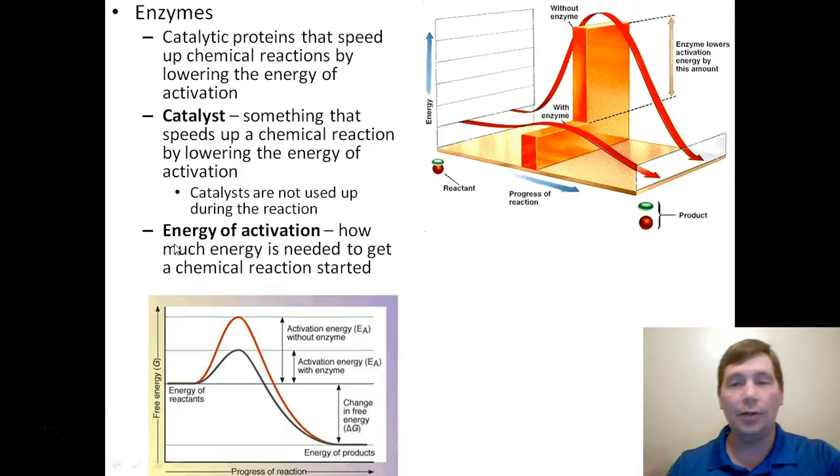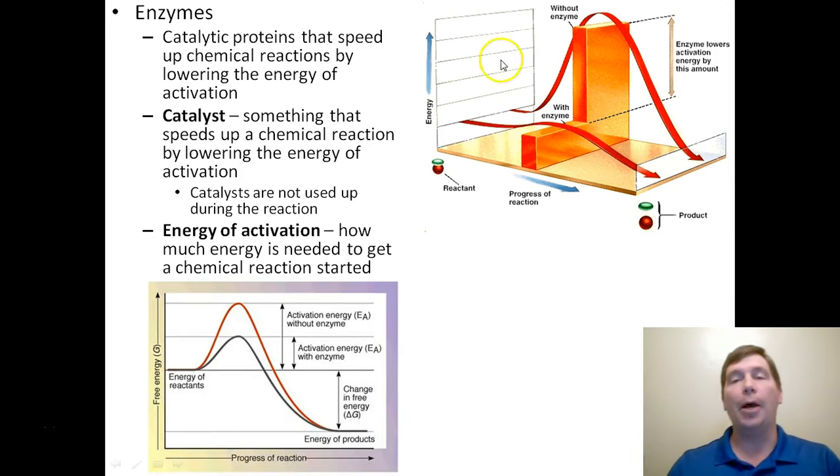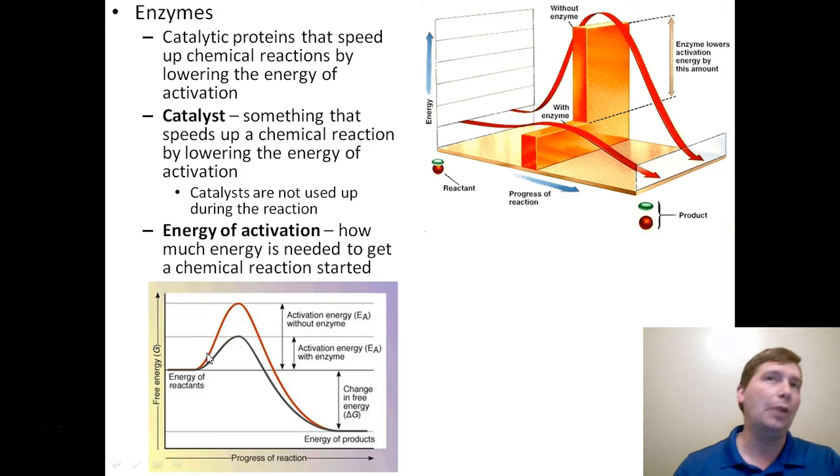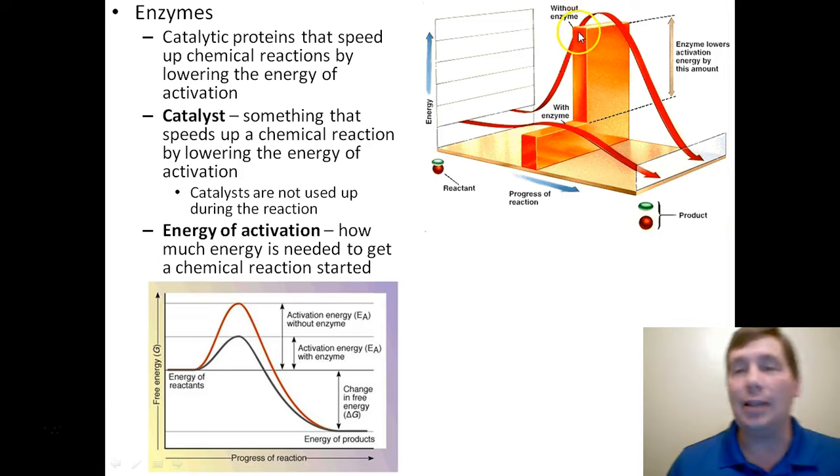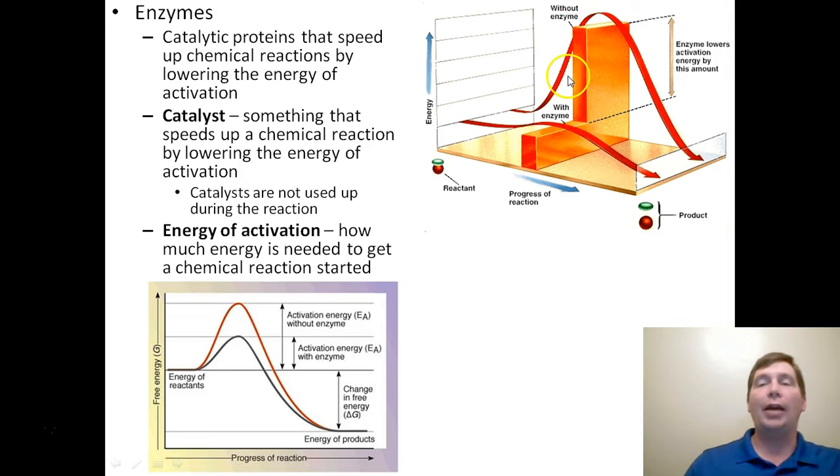So what's this energy of activation thing that we're talking about? Chemical reactions require some energy to get them going. So any chemical reaction you can think of requires a little bit of energy to get that thing going. The amount of energy that it takes to get that chemical reaction going is called the energy of activation. Well, what an enzyme does is it lowers the energy of activation so you can get that chemical reaction going with much less energy.